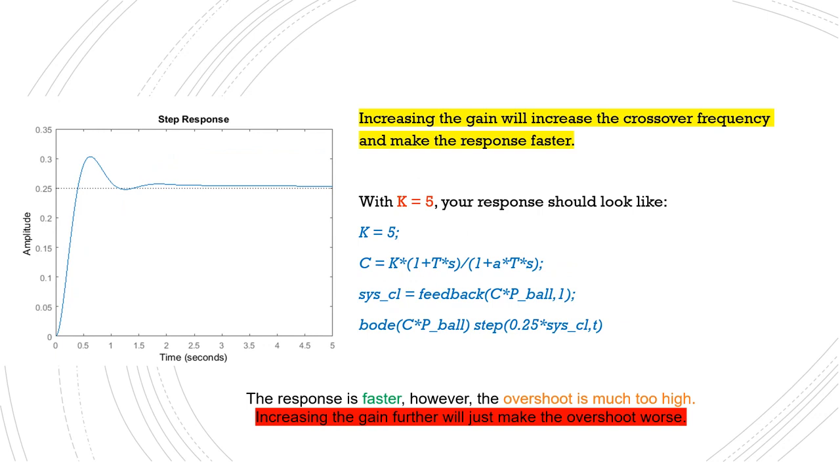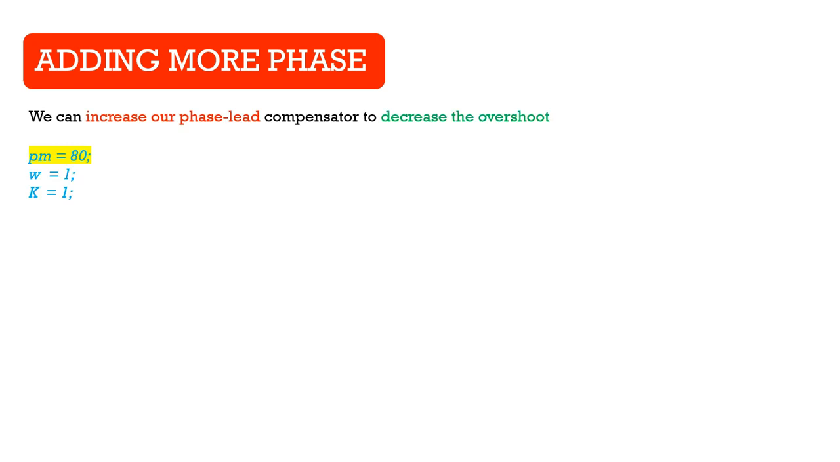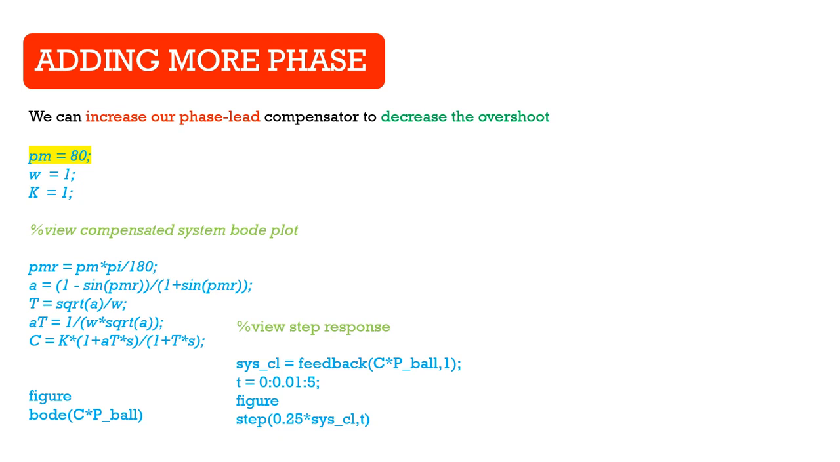But if we increase our gain, it will make the overshoot even worse. For that, we should add more phase. By adding more phase, we can increase our phase lead compensator to decrease the overshoot. For that, we should create an M file with the following code.